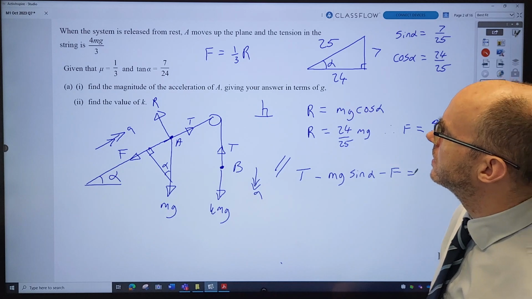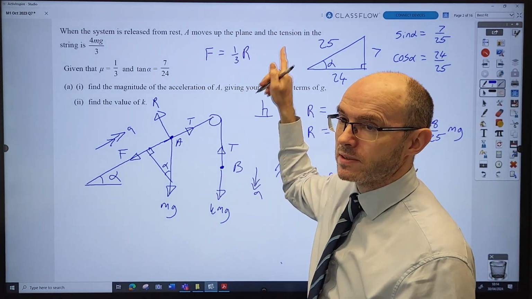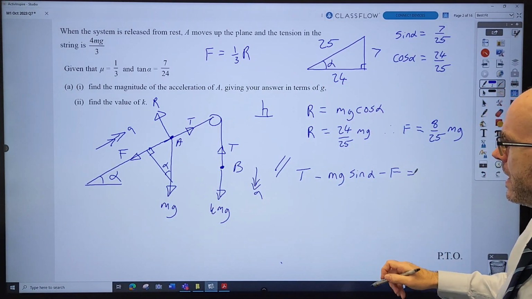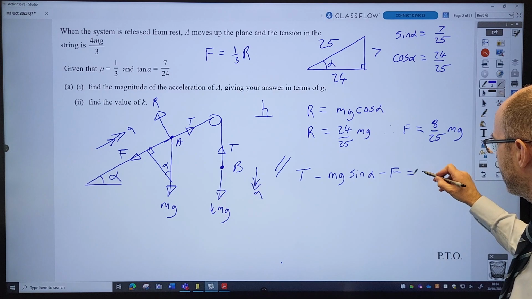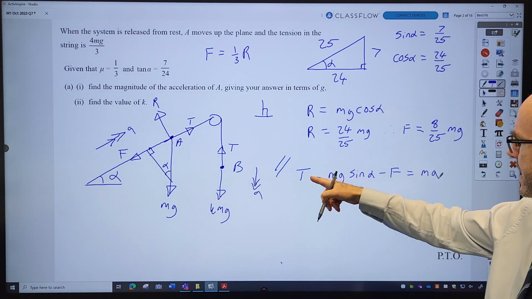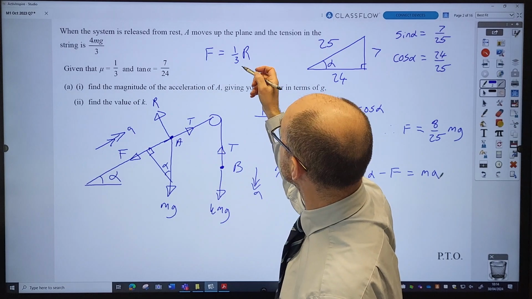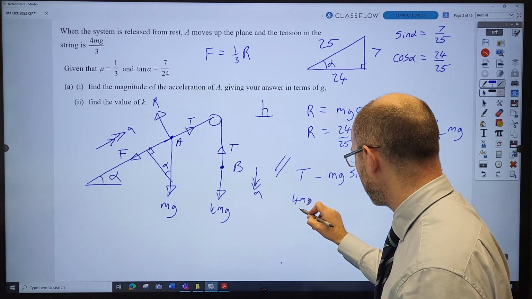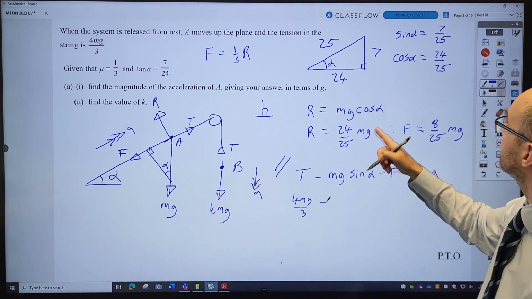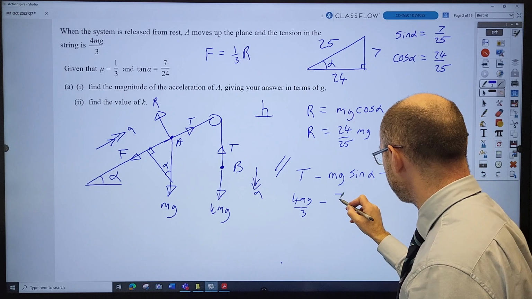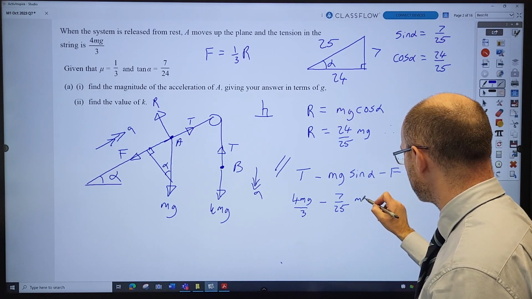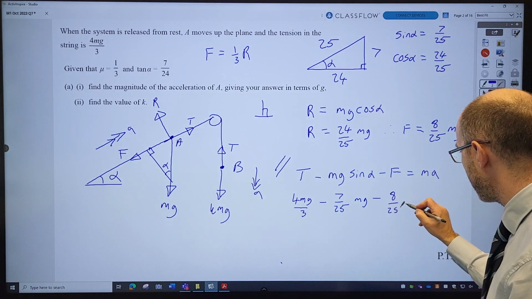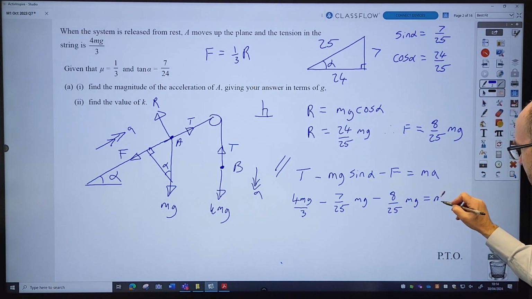Don't forget it's moving up the plane, and you're going to have to find the acceleration, so obviously equals ma. So mass, which is m, times acceleration. And I'm going to put the T and the F in there now. So T is that 4mg over 3. So 4mg over 3. Subtract sine alpha is that 7 over 25. So 7 over 25 mg. Subtract F, which I found is that 8 over 25 mg equals ma.